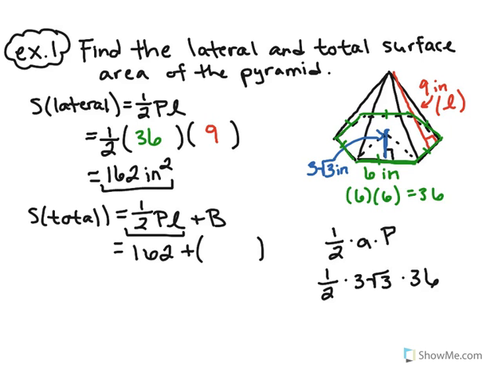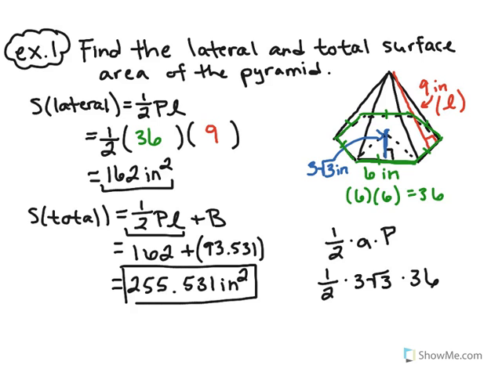So I'm going to go ahead and type this in my calculator, and I'm going to see what I get. And I get about 93.531. And remember, I want you to keep 3 decimal places if you can. So I'm going to add those up together, and I'm going to have 255.531 inches squared, or square inches. So that's how we're going to do that with pyramids.